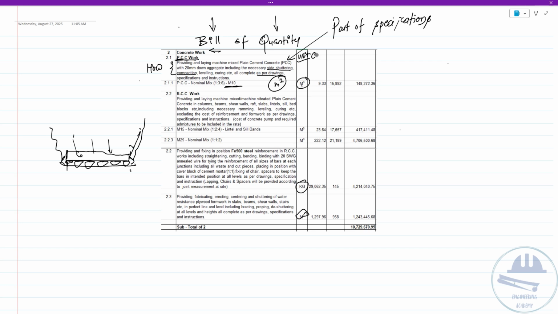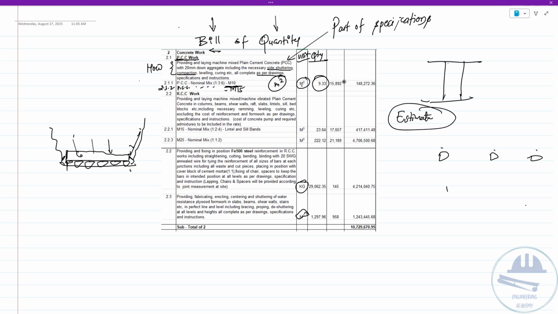Next is the quantity that's been taken over here. We say that it's an estimate. Okay, it's not the final quantity, it's an estimate. Then comes the rate. As this is an estimate, this rate is also an estimate. It comes from the rate analysis. So the rate is fed. So you multiply the quantity with the rate to get the total amount of that item.